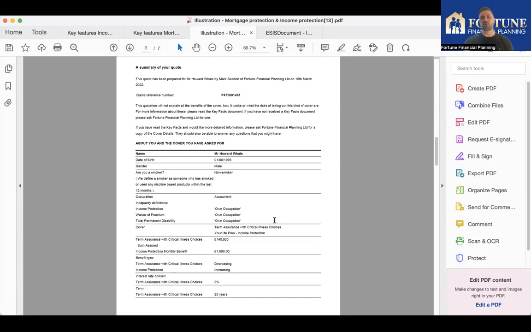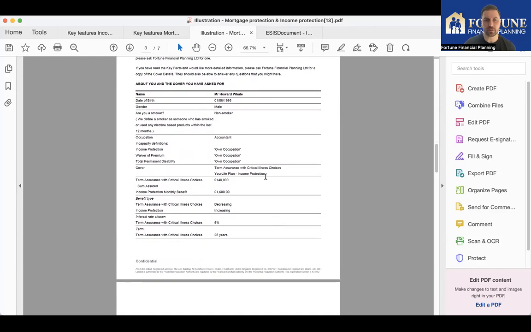So the summary of the quote, as mentioned, it's for Howard. He's an accountant. And the reason that's important is due to the waiver of premium and total permanent disability. Now, the waiver of premium is an insurance within the insurance to ensure that if he can't work, the policy would be paid for him. So he doesn't need to use the benefit of his income protection plan to cover this.